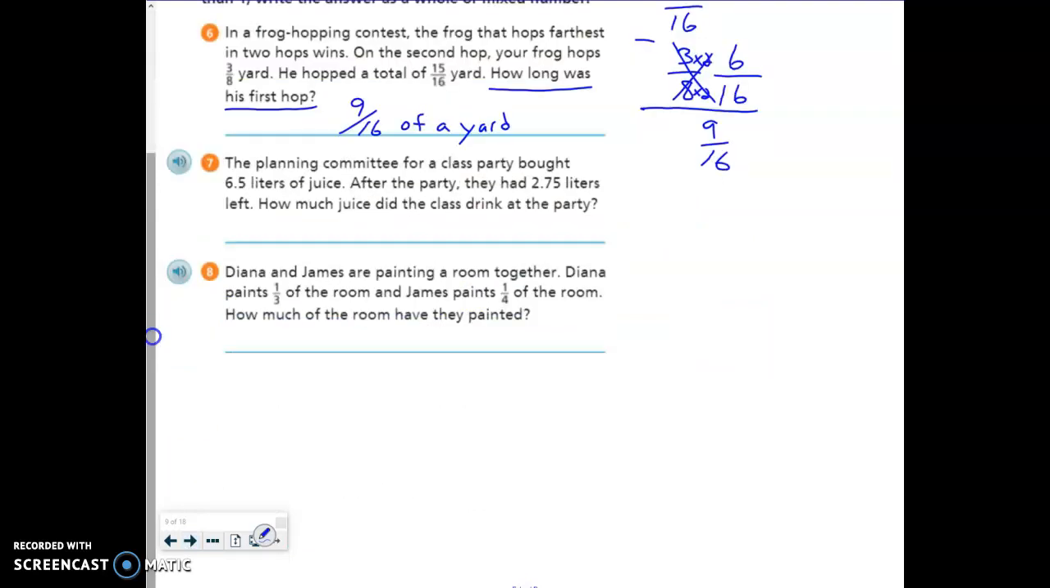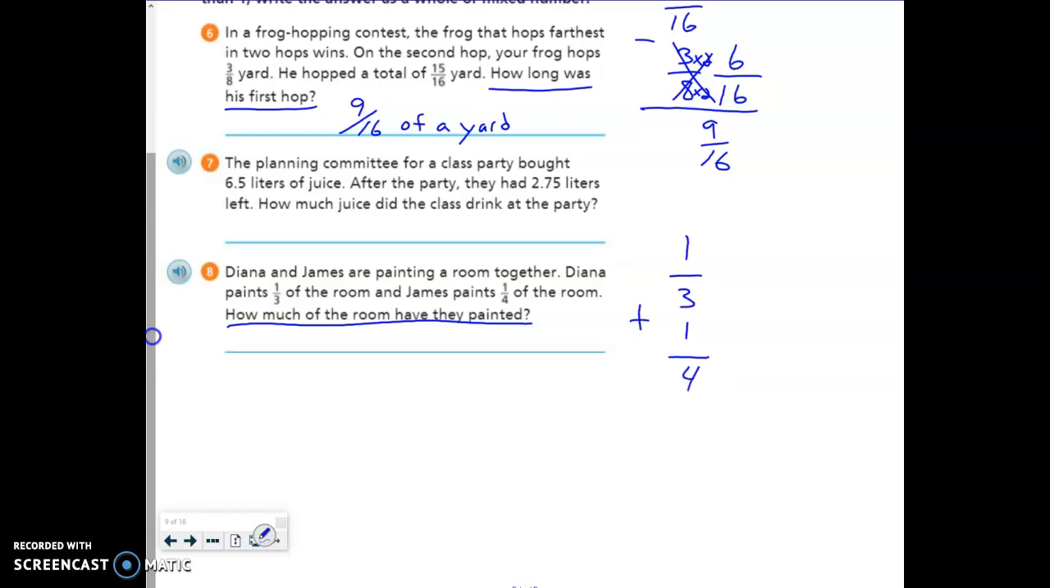Now I'm going to skip over question 7 because it's dealing with decimals, and we're going to jump down to question 8. Diana and James are painting a room together. Diana paints 1/3 of the room and James paints 1/4 of the room. How much of the room have they painted? We could easily add the word total behind it, or together, which means we are going to add these fractions together. So again, we're going to start by setting up the problem.